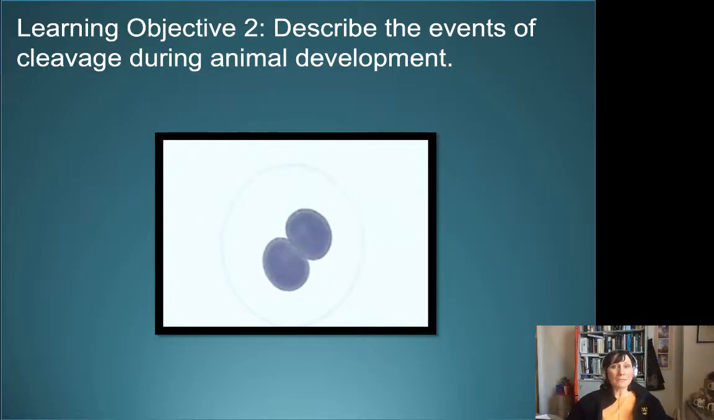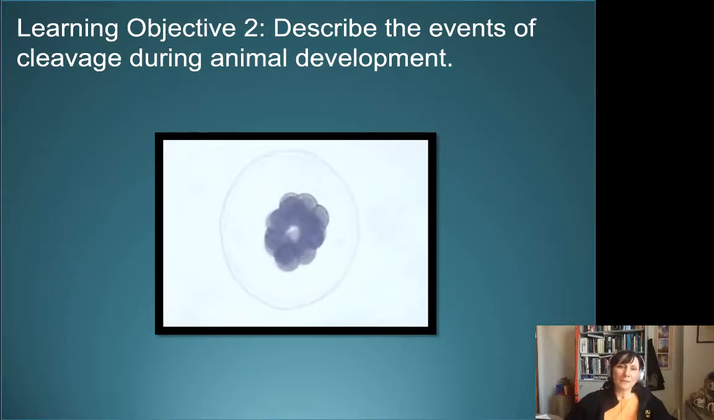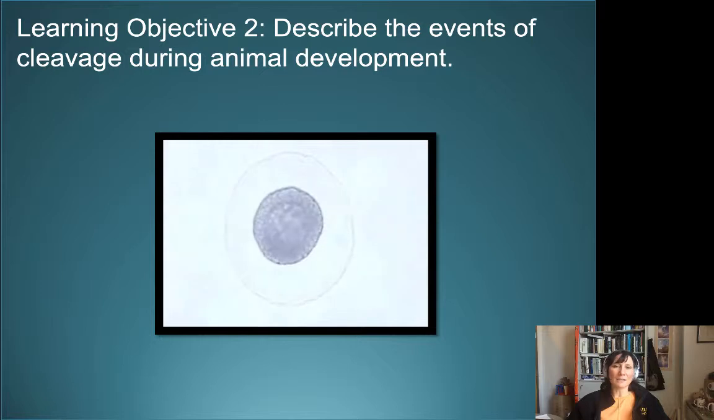Okay, with that really heavy backdrop in place, let's talk about the events of cleavage during animal development. And what you're seeing here is cleavage happening. This is a great video that begins with the initial single cell and then goes through the different stages of cleavage until you reach gastrulation. Wheelie, wheelie, wheelie, it just spins around once it turns into a gastrula.